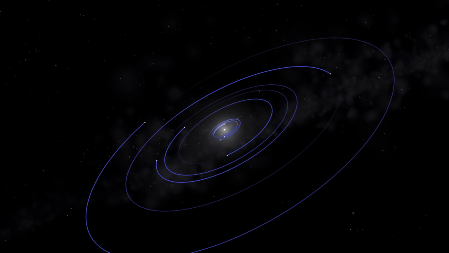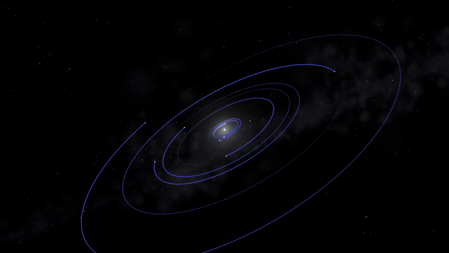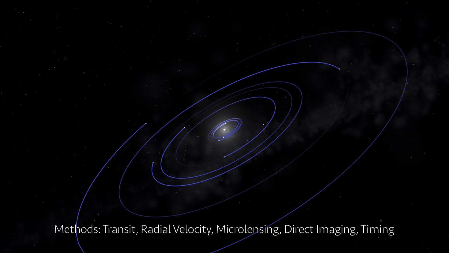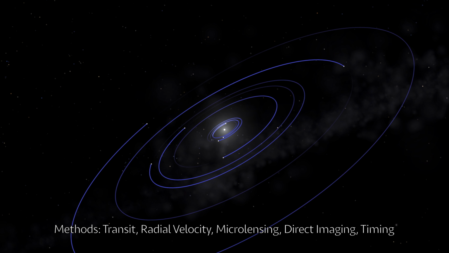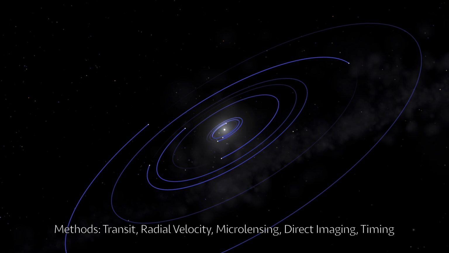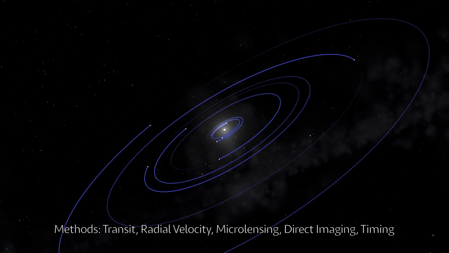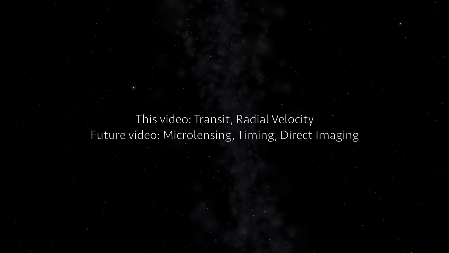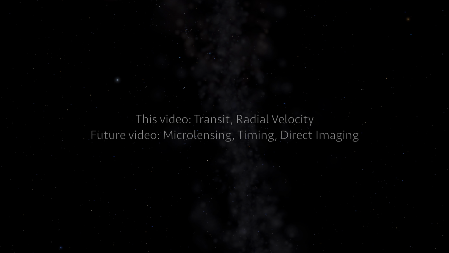However, for the last 30 plus years, 5 main solutions for finding exoplanets have emerged: transit, radial velocity, microlensing, direct imaging, and timing. Each of these methods has its own fascinating tricks. This will be the first of a 2-video series where we explore these methods. In this first video, we'll explore transit and radial velocity, and in a future video, we'll explore the remaining 3.